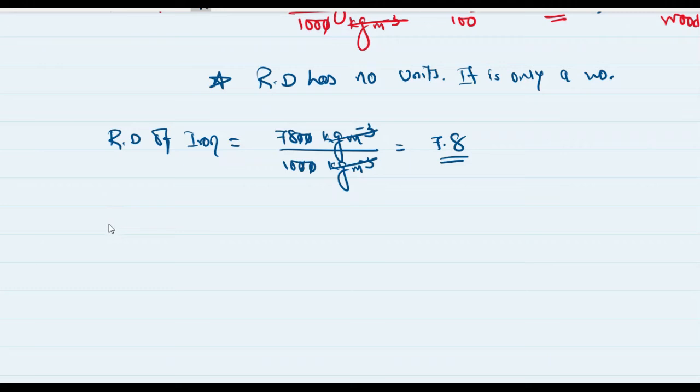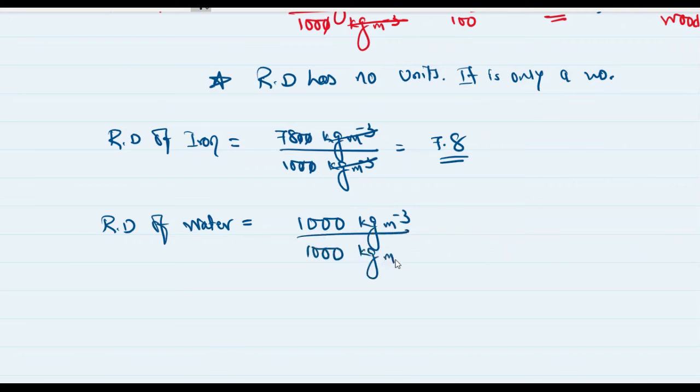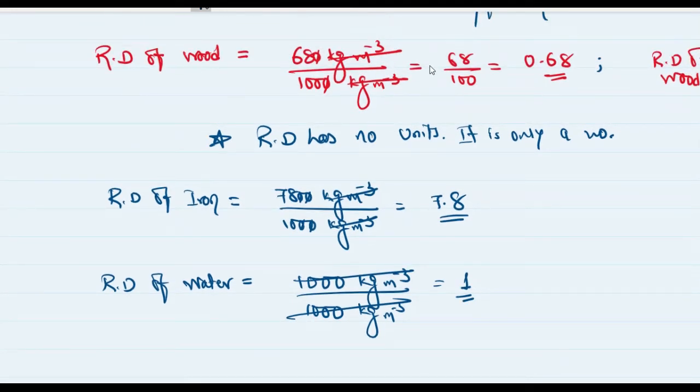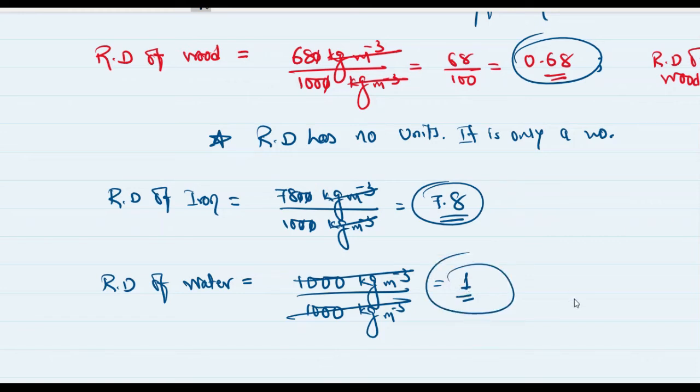Okay, now let's find the relative density of water itself. What is the density of water? 1000 kg per meter cube, upon density of water, 1000 kg per meter cube. Everything gets cut, and what you get? 1. Okay, now we have got relative density of wood, which is 0.68, relative density of iron, which is 7.8, and relative density of water, 1.